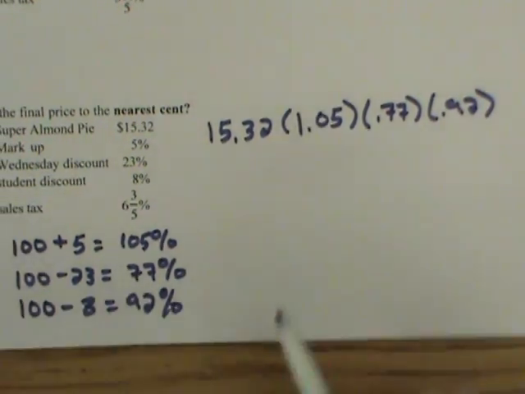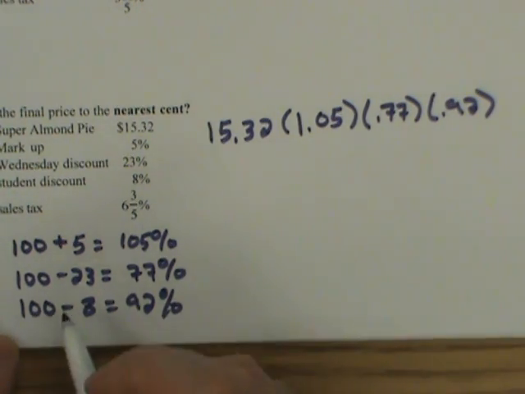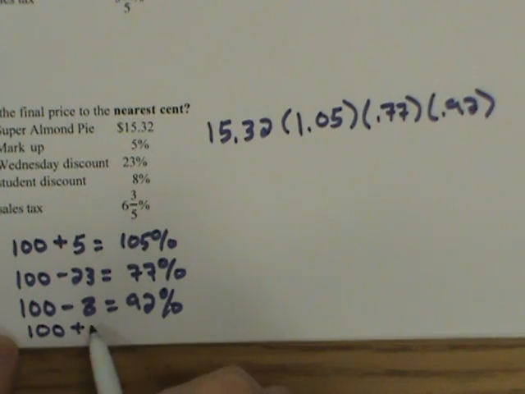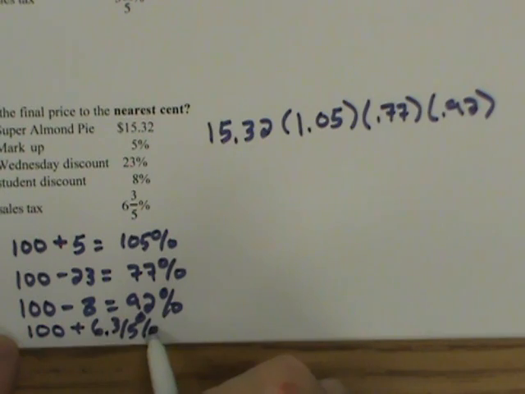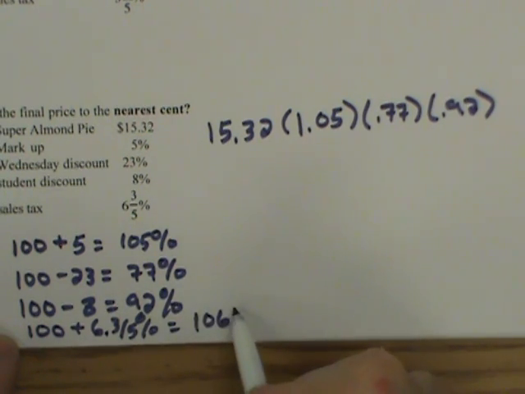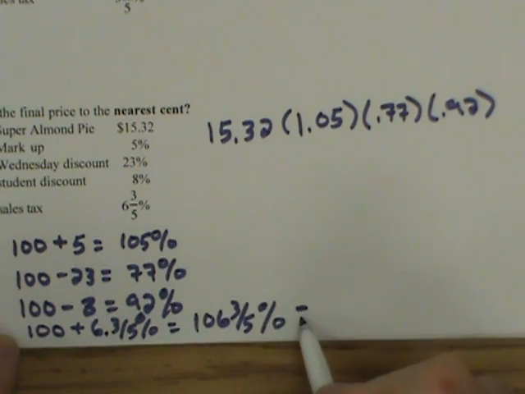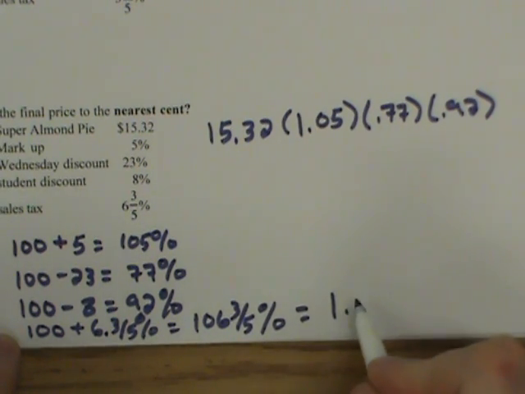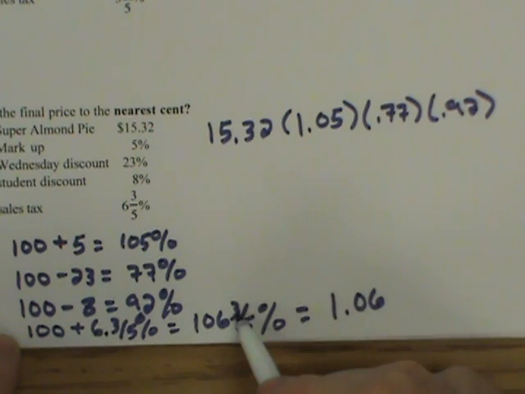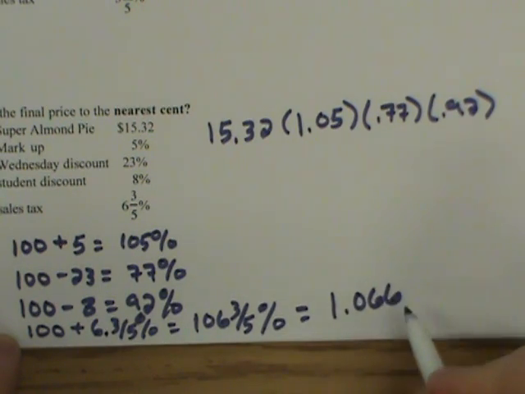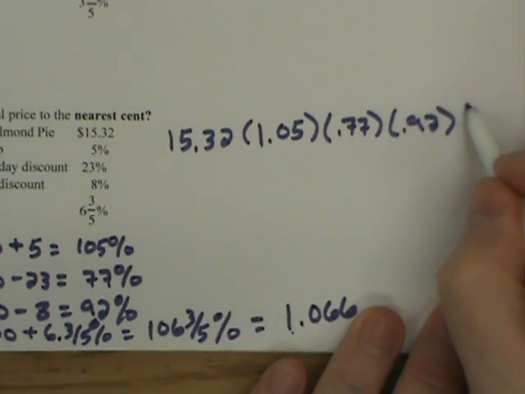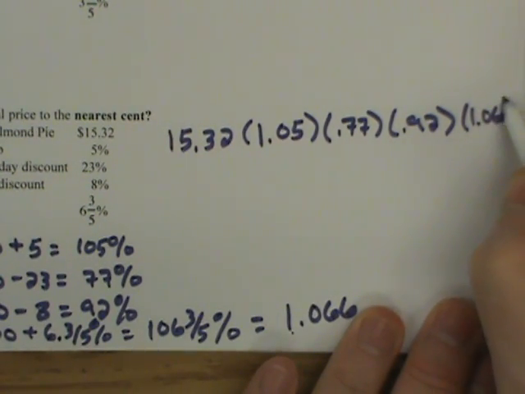Typically you don't have tax on food, but for this problem, we're throwing tax on there. And so we're going to have 100 plus 6 3/5%. And so that would be 106 3/5%. As a decimal, that could be listed out as 1.06. 3/5 is 60%, so that's 6. 1.066. And so I put that on here, 1.066.